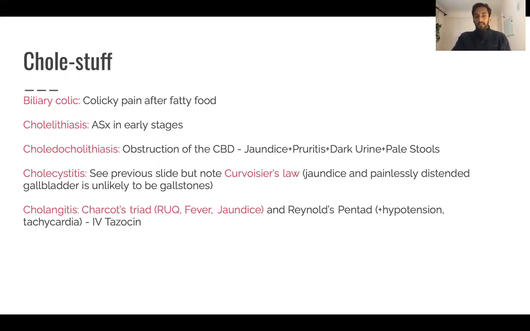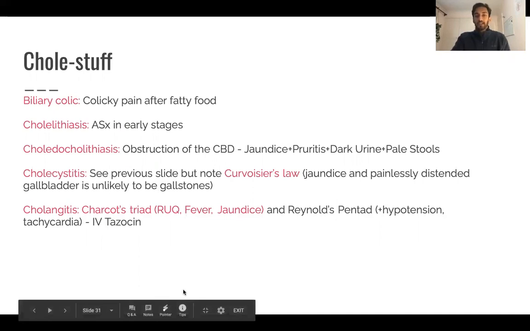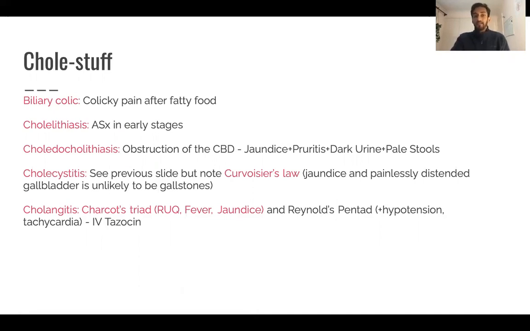The main thing to note with cholecystitis is just differentiate based on pain. If you've got pain, then you're thinking cholecystitis, cholangitis, etc., or biliary colic. If you have no pain, then keep an eye out for Courvoisier's law. We'll go into that in a few different sections a bit later. But that's your jaundice with a painlessly distended gallbladder. If you've got stones in it and it's swollen up, your gallbladder is going to be painful.